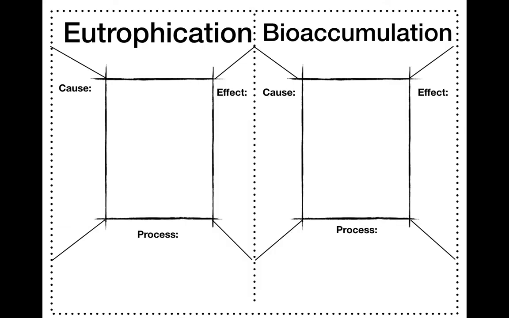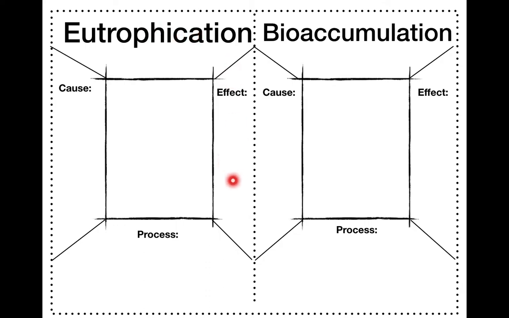Okay, so our first template for today is going to be a 2-pager. You have 1 page for eutrophication, 1 page for bioaccumulation, and on each one you have a space in the center to draw a diagram, and cause and effect, cause on the left, effect on the right, and process at the bottom. Cause, effect, process.